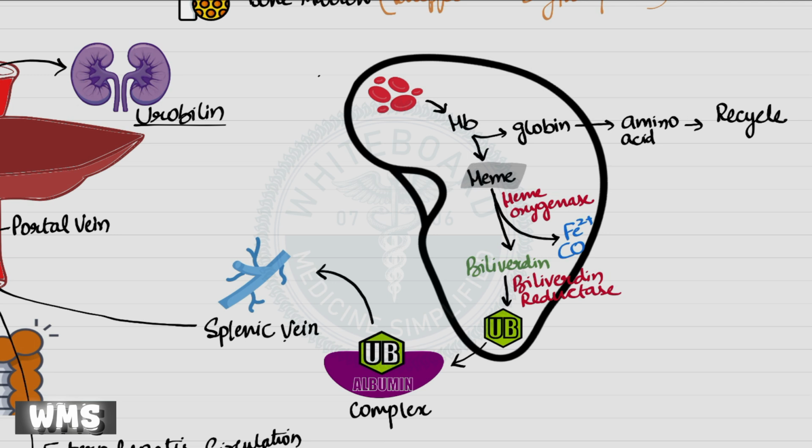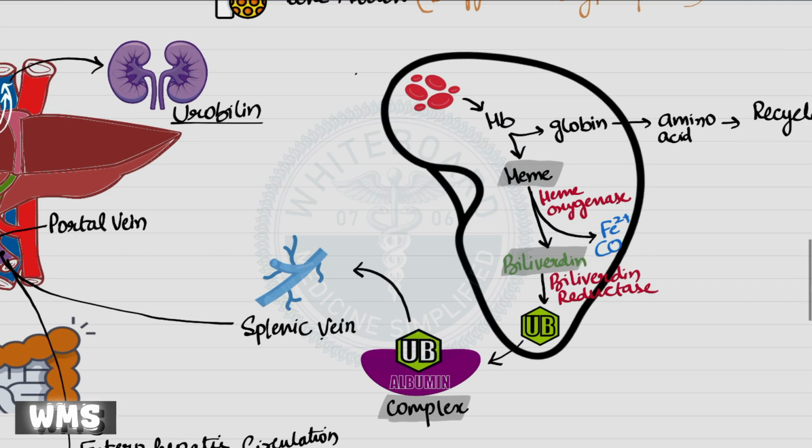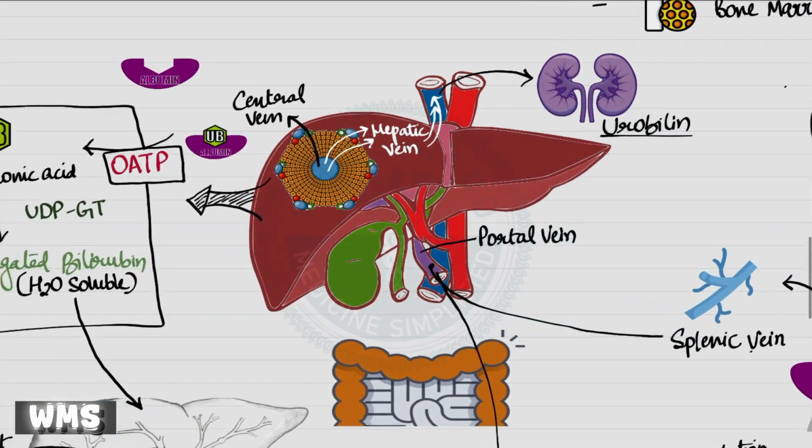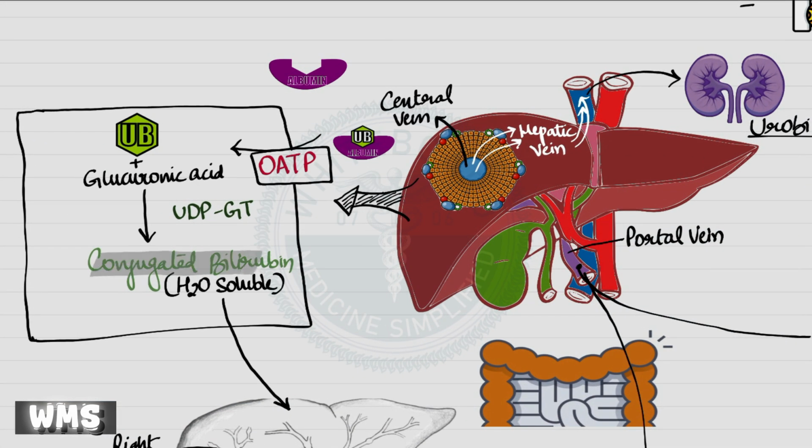This heme is then converted into biliverdin, which is quickly reduced to unconjugated bilirubin. Now, this unconjugated bilirubin binds tightly to albumin in the blood. This bilirubin-albumin complex travels to the liver, where hepatocytes convert it into conjugated bilirubin through the process of conjugation.